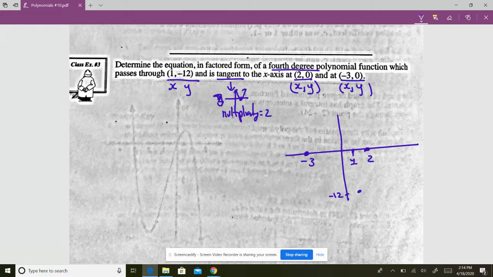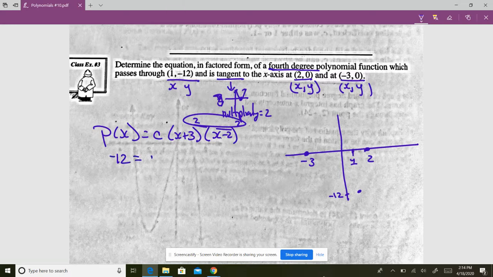All right. So we write it out. P of x is equal to c times (x plus 3) to the power of 2 times (x minus 2) to the power of 2. Again, that will give us our fourth degree polynomial, which makes sense. You add the multiplicities together, put in our x and y values.